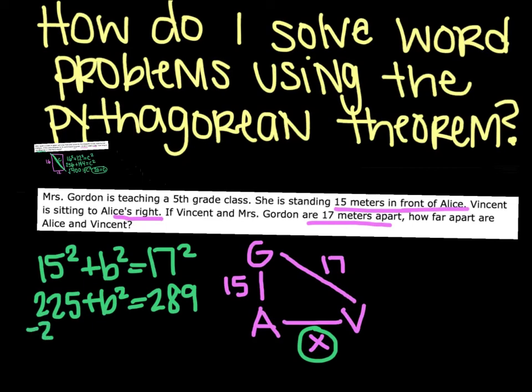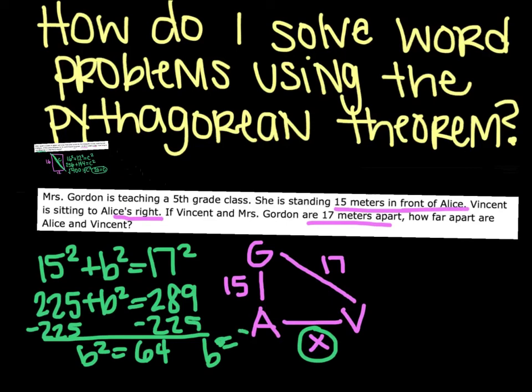Solve for B, so we're going to subtract 225. B squared equals 64. And then you'll take the square root of 64, which is 8. So B equals 8 because we square rooted. So that means that Alice and Vincent are 8 meters apart.